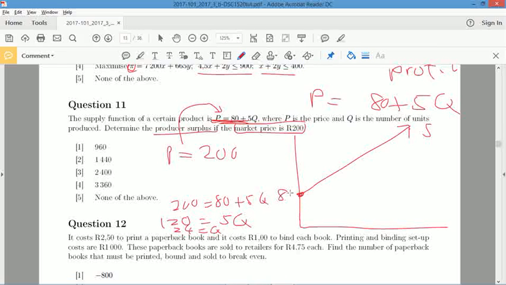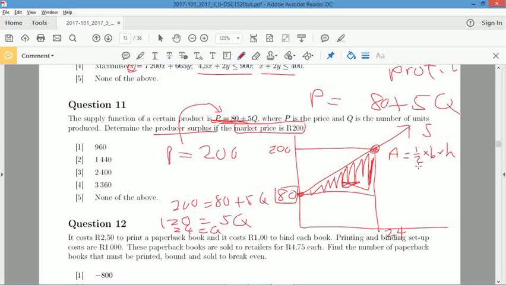So that's 80. We just worked out a point, which was what? P equals 200. So that's the 200 there. And that gave us a Q of 24. So if I'm looking at producer surplus, I'm looking at this area under the graph again. So again, it's going to be half base times height. So area equals half times the base times the height.